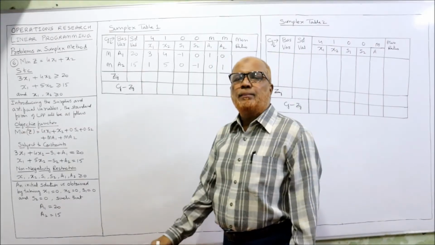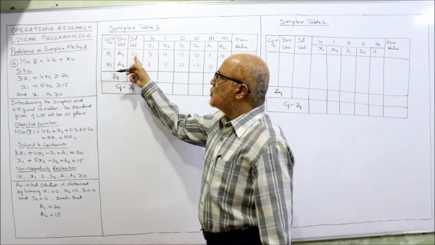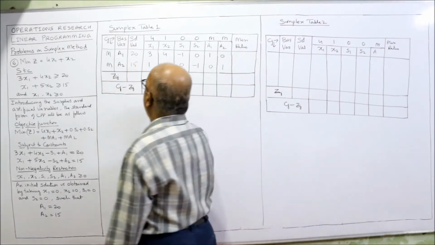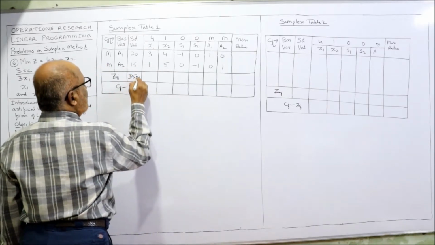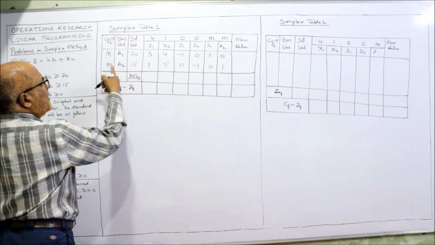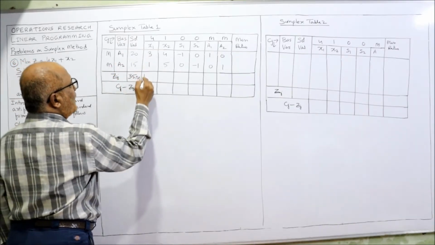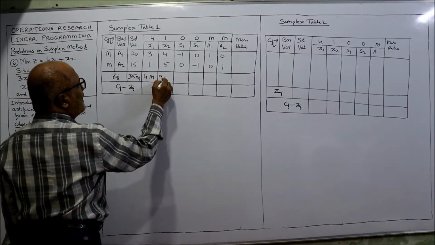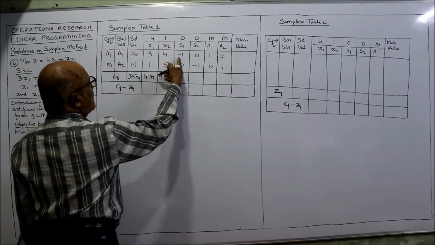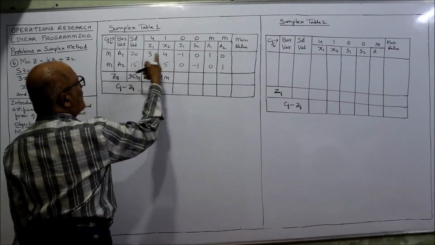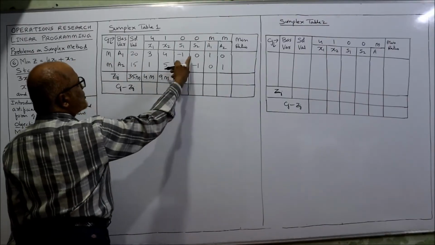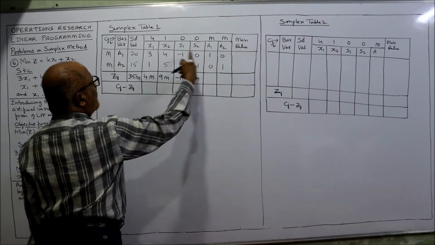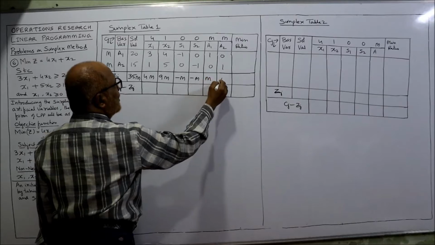Now Zj, multiply the Cj value with the variable, M into 20, 20M, plus M into 15, 15M. So 20 plus 15, 35M. Here M into 3, 3M. M into 1, 1M. 3M plus 1M, 4M. M into 4, 4M, M into 5, 5M, total 9M. M into minus 1 minus M, M into 0 is 0, M into minus 1 is minus M, M into 1 is M and M into 0 is 0, so M here also M.